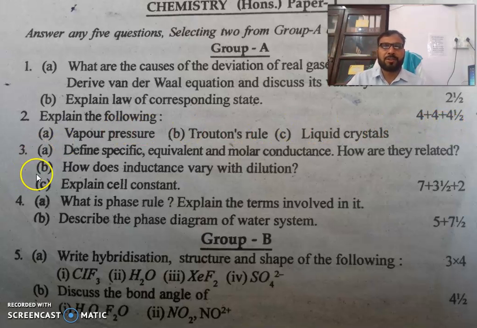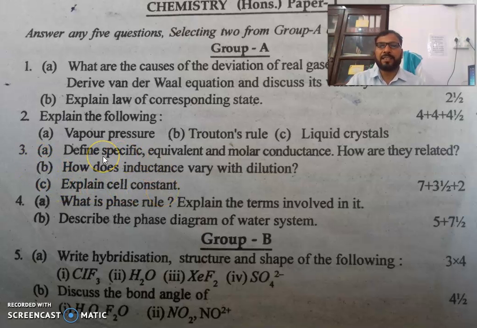Now we have the third question. Again, we have parts A, B, C. First, define specific, equivalent and molar conductance. How are they related? The second question, how does conductance vary with dilution? And the last question of this part, explain cell constant.